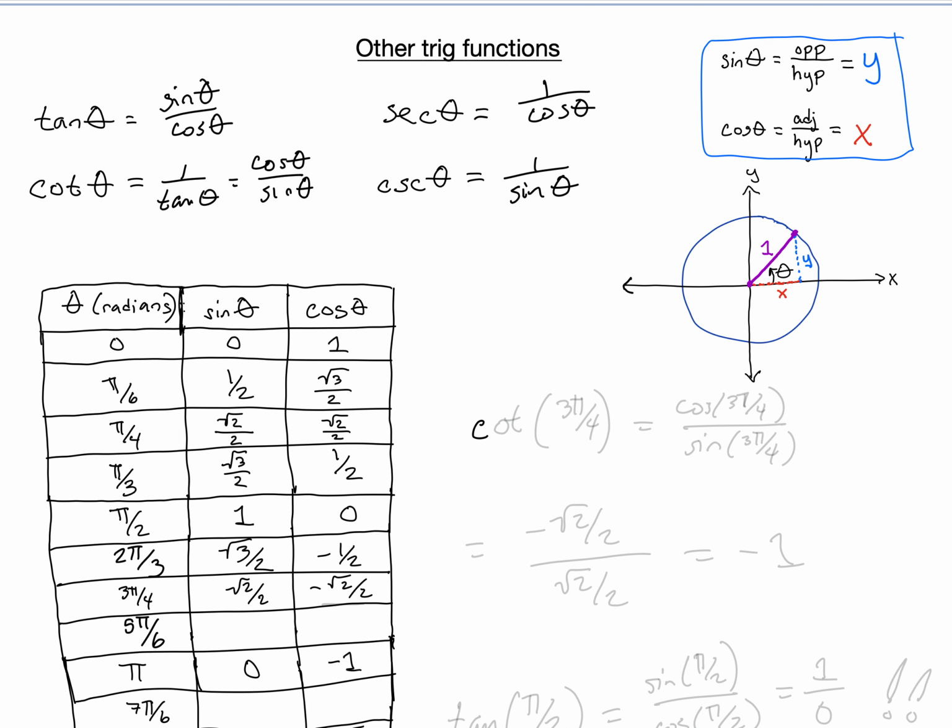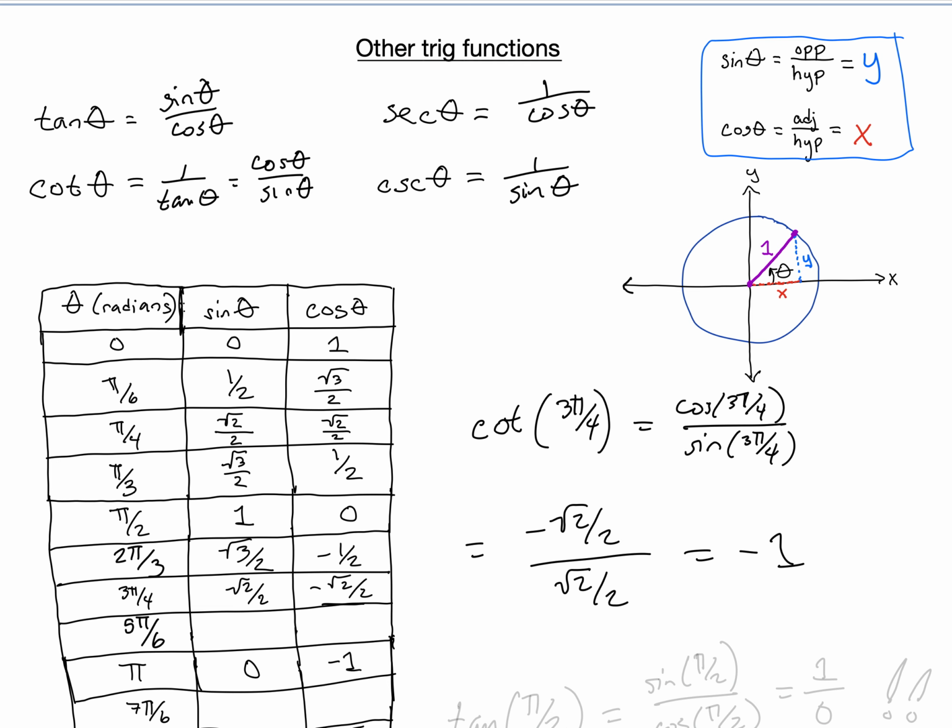So for example, if we wanted to find cotangent of, let's say, 3 pi over 4, then that's cosine of 3 pi over 4 divided by sine of 3 pi over 4. And so cosine of 3 pi over 4, we know, is negative square root of 2 over 2. Sine of 3 pi over 4 is square root of 2 over 2. And so when we divide, we've just got negative 1 as our solution.